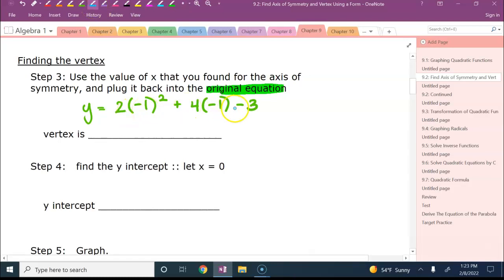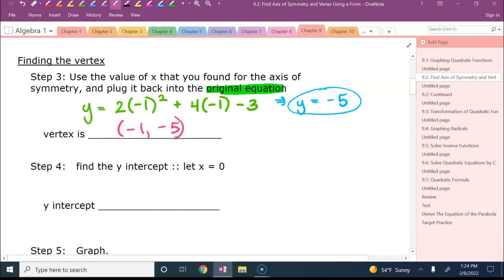When you do this math, whether you type it in like this on your calculator or you break it apart piece by piece, you're going to end up getting y equals negative 5. So my vertex is going through that x value that we found up above, that we plugged into our equation here, so that -1, and the y is going to be what we just found, that -5.